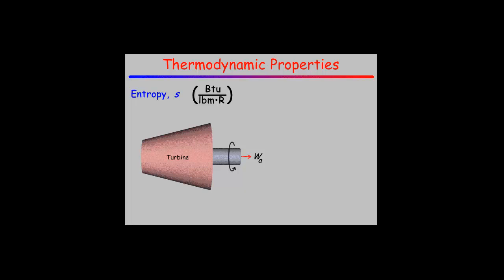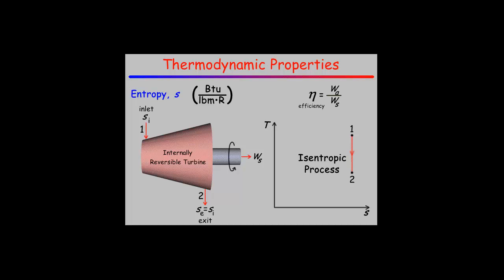Processes follow a certain path between their initial and ending states. We can view this path on a temperature entropy or TS diagram. In an isentropic process, the system's entropy remains constant. In other words, this ideal process is internally reversible, and there is no heat transfer between the system and its surroundings.